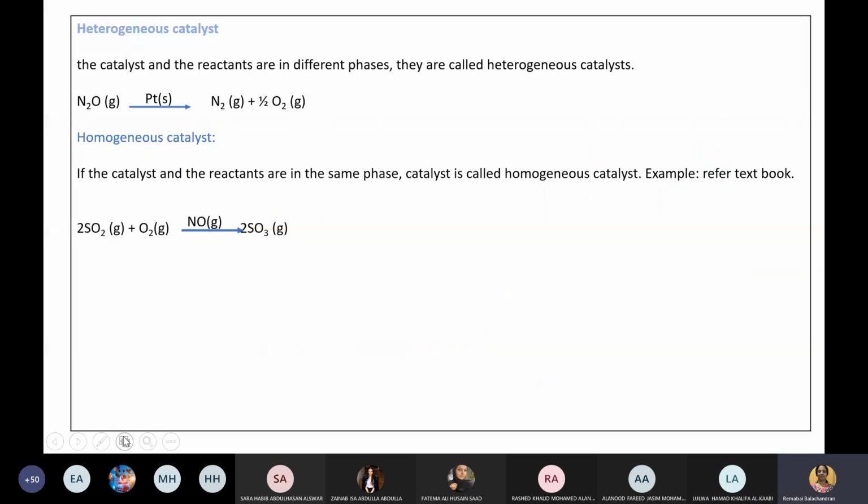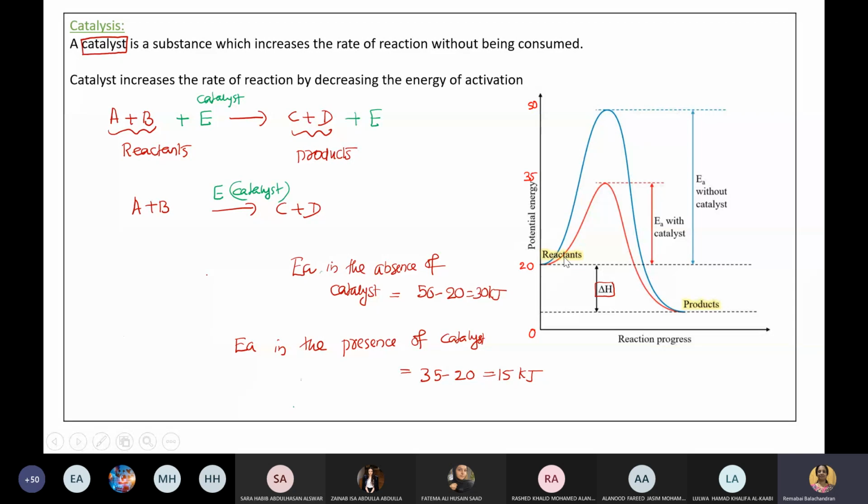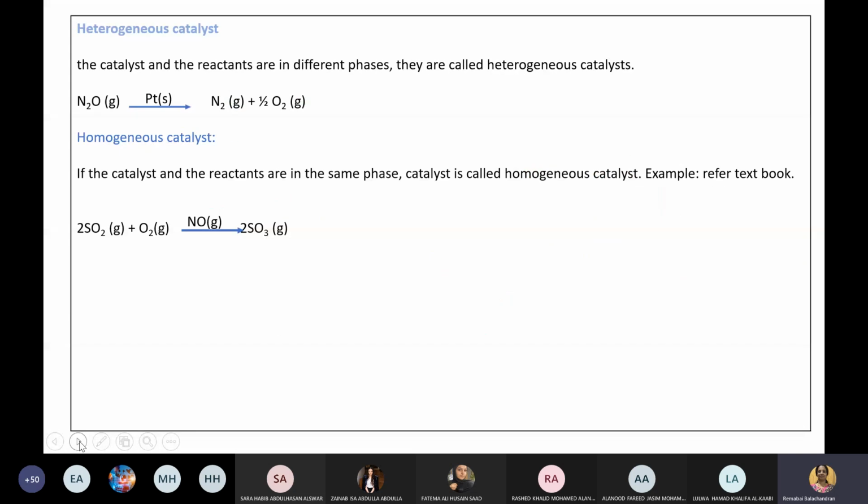Now, the catalyst, I told you about the catalyst last class. What is the catalyst doing? Catalyst is increasing the rate of the reaction. How is it increasing the rate of reaction? By decreasing the energy of activation, or activation energy. Okay. Now, there are two types of catalyst.